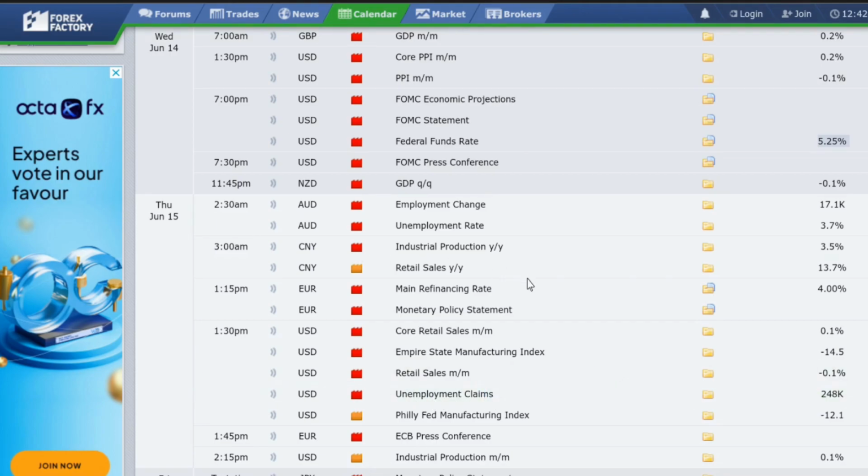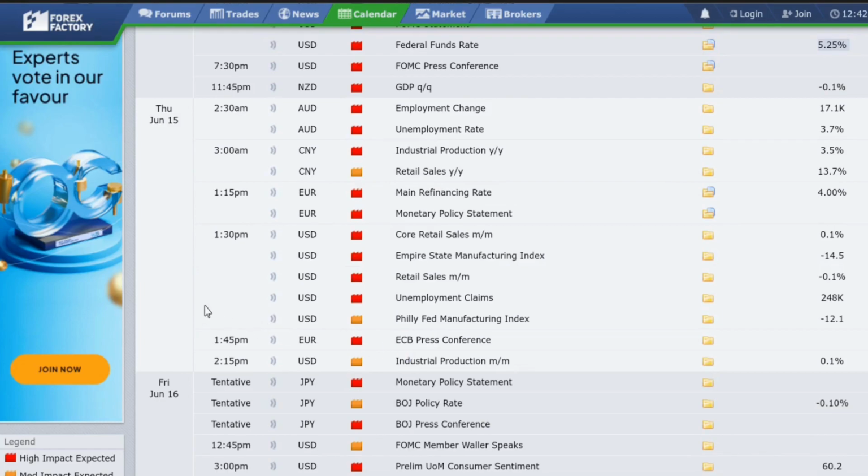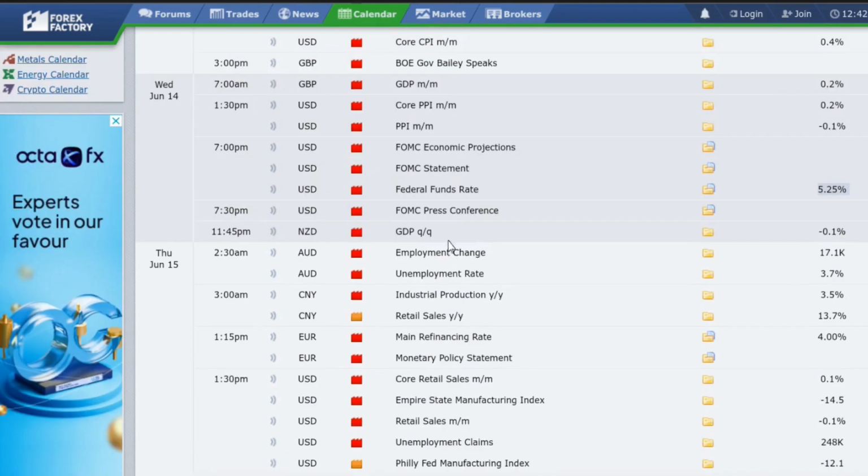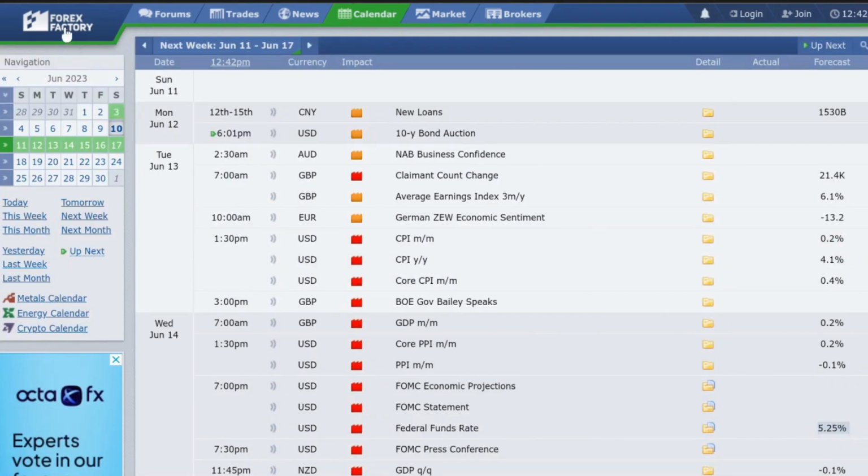So I told you next week is for US dollar, so watch out for next week in terms of USD. And on Friday we have the BOJ policy rate statement, and then the monetary policy statement. So let's see how it goes right there. On Friday again we have the FOMC members to speak in terms of US dollar right there. So watch out for US dollar next week.